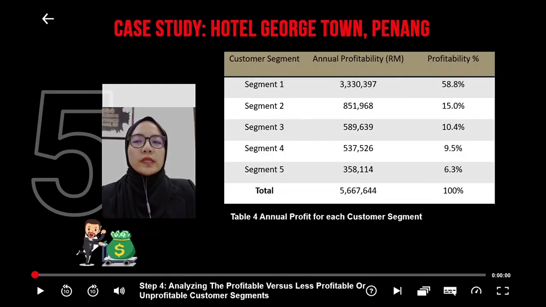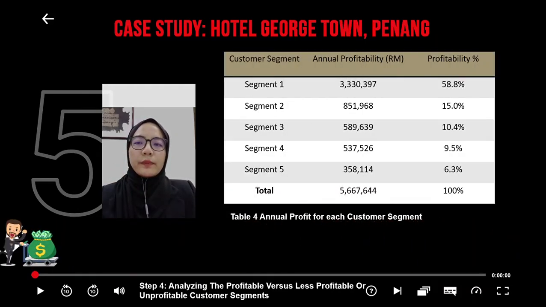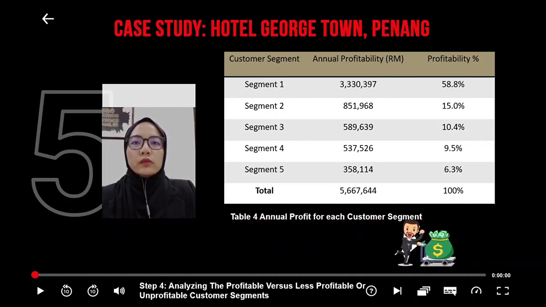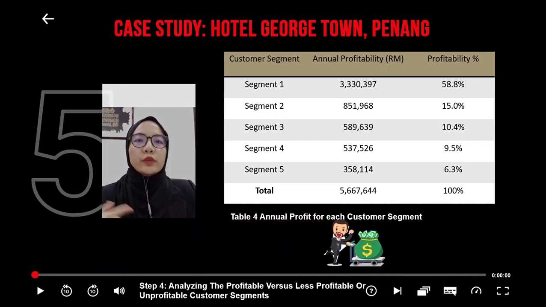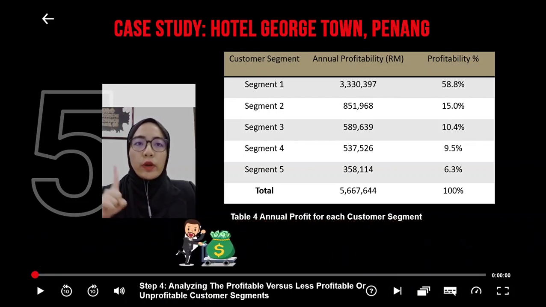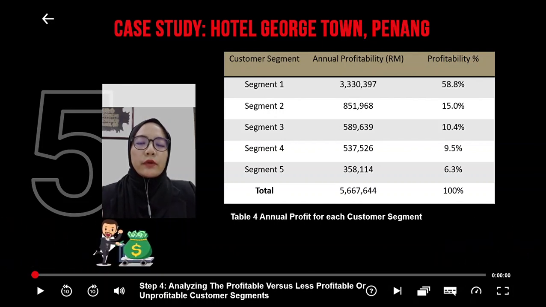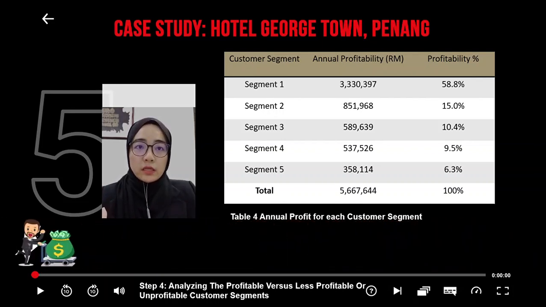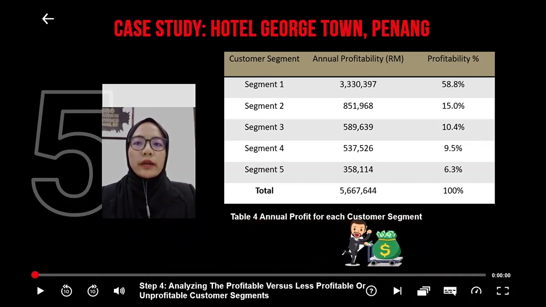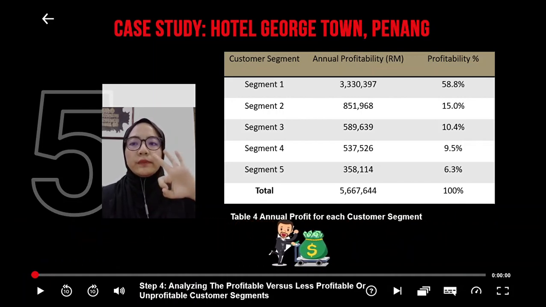Now we will continue with step 4, which is analyzing the profitable versus less profitable or unprofitable customer segments. The customer segments are ranked according to profitability. The highest contribution to the hotel's profit comes from corporate clients, which is segment 1. The second highest profit is generated by guests under tour packages, which is segment 2. And the third highest profitability is generated by individuals or families that come in through online booking or direct reservations, which is segment 3.